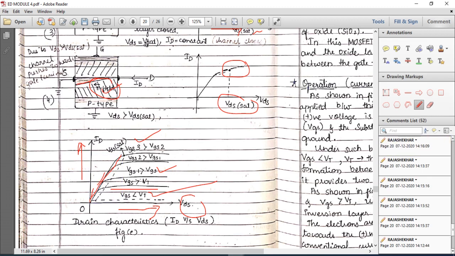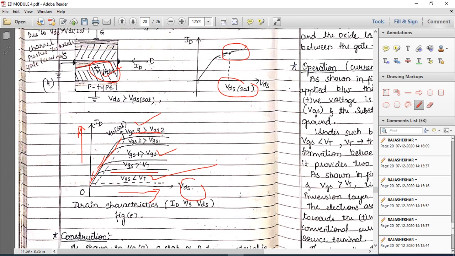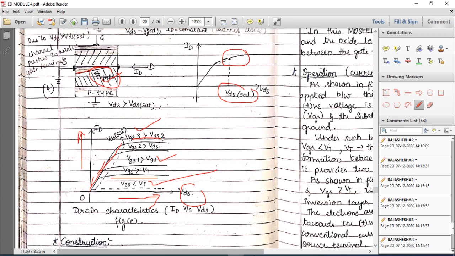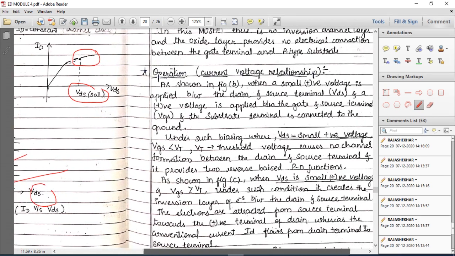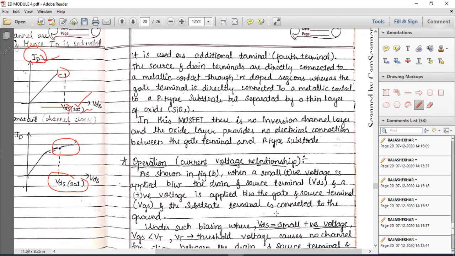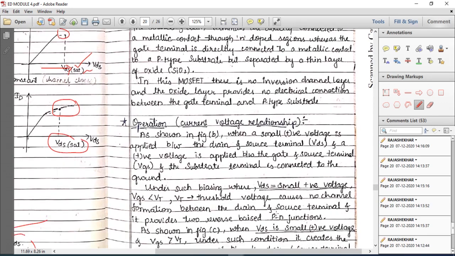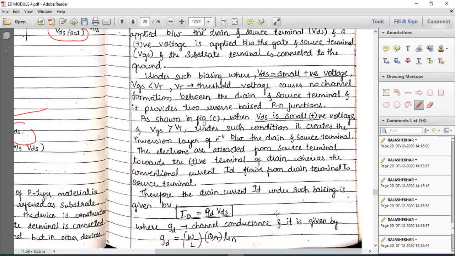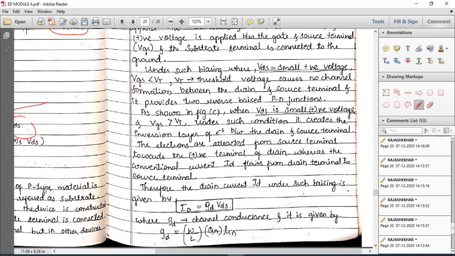So this is how the MOSFET works with respect to the drain to source voltage and gate to source voltage. This is for the N-channel enhancement type MOSFET. The same explanation is given here. Just go through this explanation and you will understand.